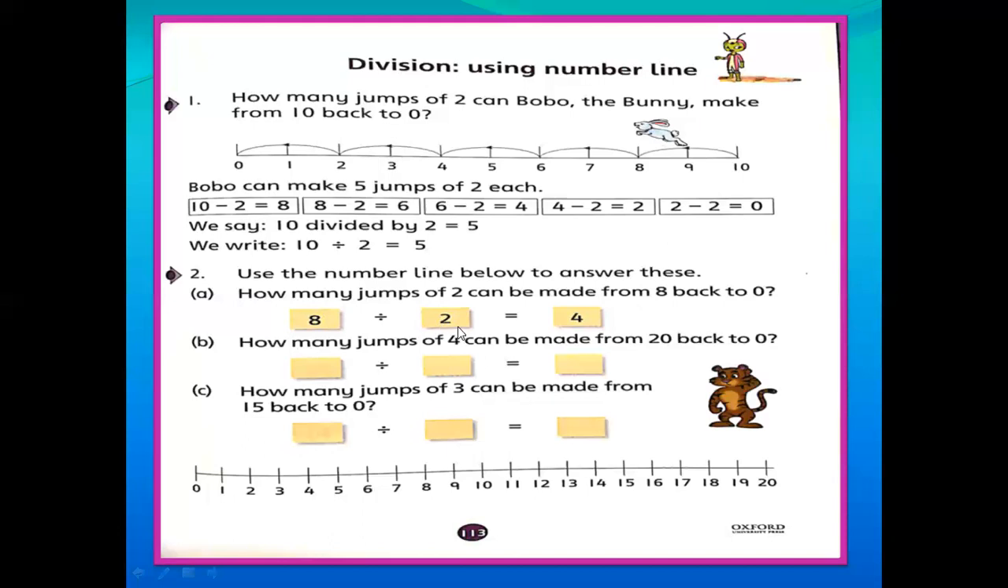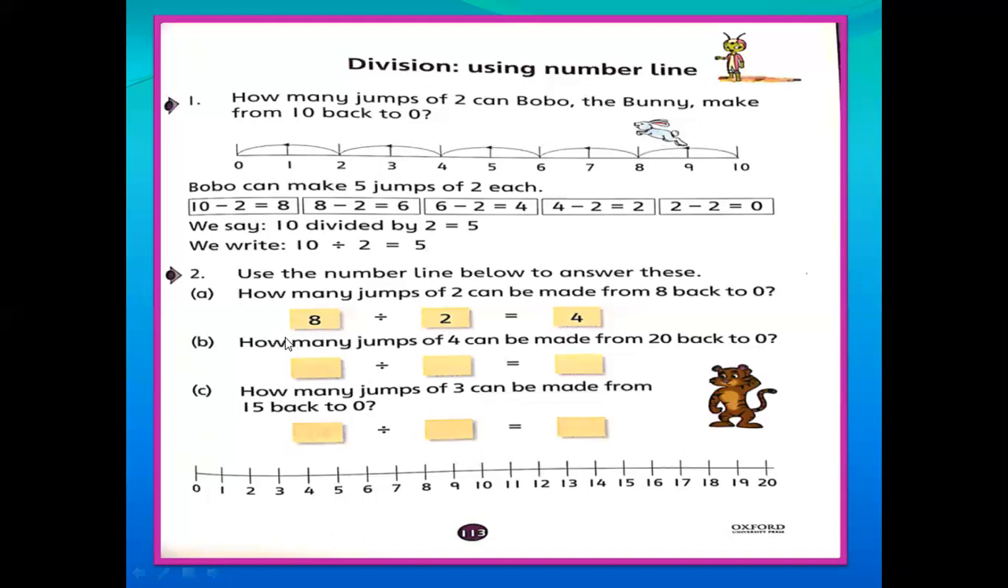Two ones are 2, two twos are 4, two threes are 6, two fours are 8. So when we multiply 2 with 4, 8 comes. So 4 is our answer. We can say that the second number and the answer are the factors of the first number.